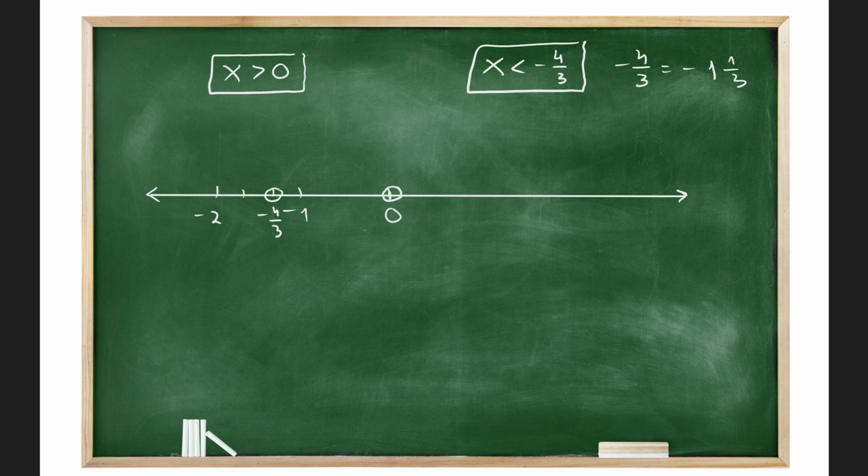Since both of our inequalities are strict inequalities, we need to leave the open circle on 0 and -4/3 because those values are not included in the solutions. As x is greater than 0, we start from 0 and go to the right. And since x is less than -4/3, we start at -4/3 and go to the left. And that's our solution.